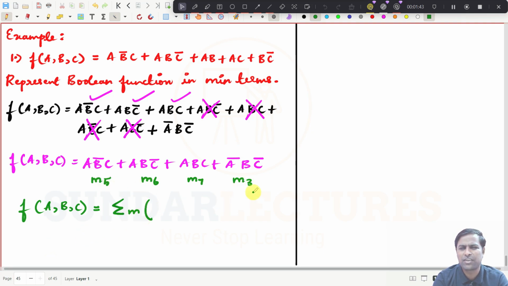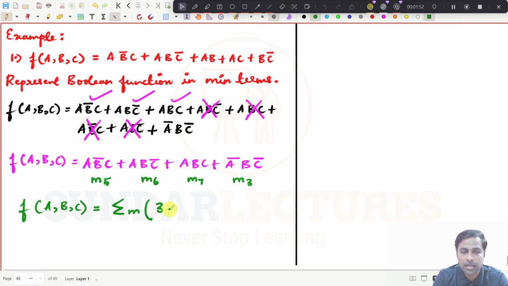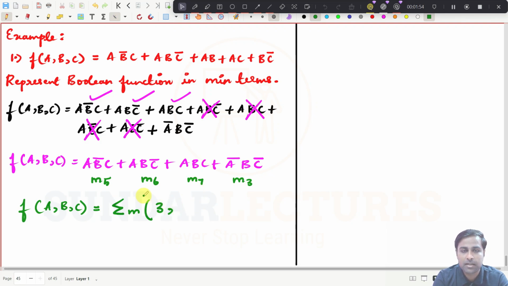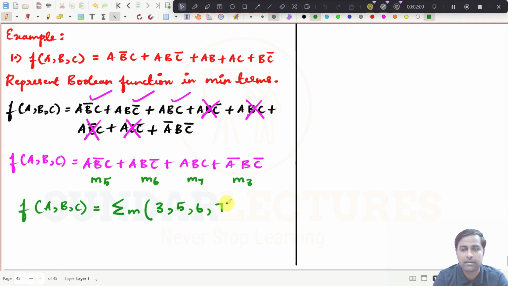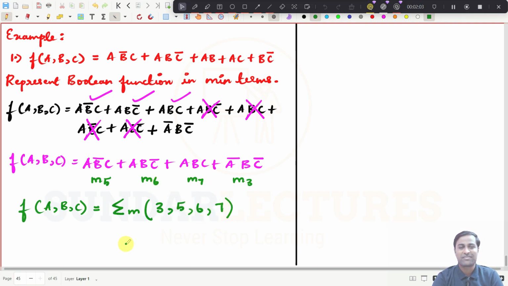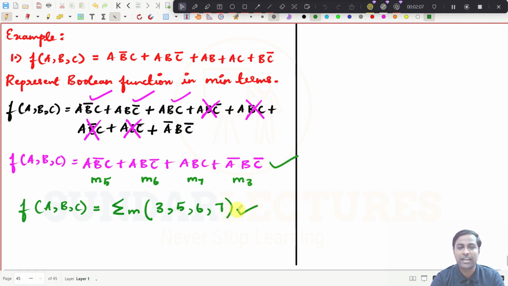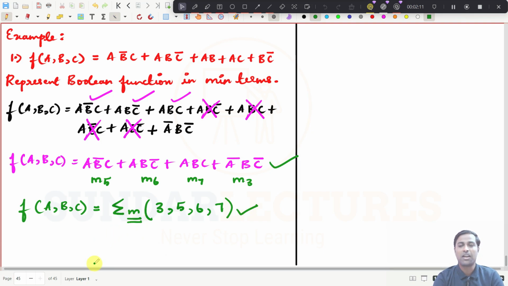First you can shuffle these, because 2 plus 3 will always be the same as 3 plus 2, right? So you just write this term, that is 3 comma this term 5, that is 5 comma 6 is here, this one is here, and then 7. That's all. This Boolean function can be notated in min terms like this. This is actually min term. Try to understand. This is the whole idea.